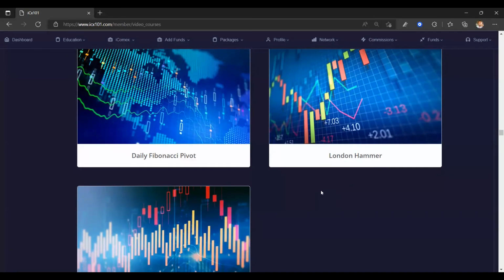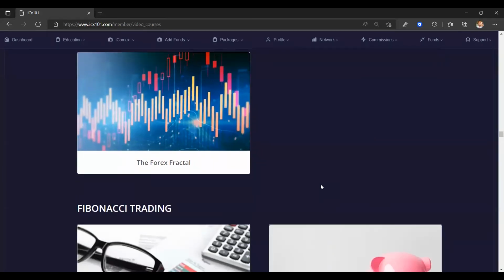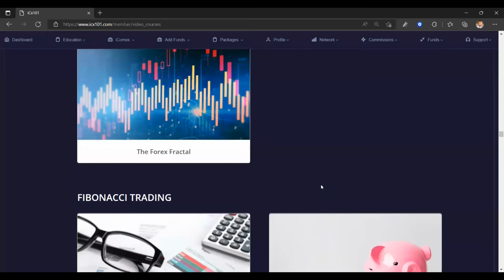All right, trading by session. Something is there you'll see at 9 a.m. That will tell you what will happen up to 12:01 and how it affects the next market. Right? So the London hammer is here. And the Forex fractal. Okay, we have an indicator also called fractal and how you can use it. What does it mean?